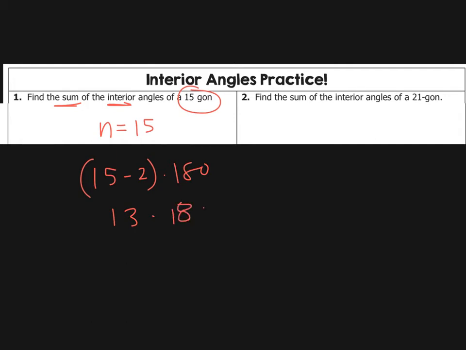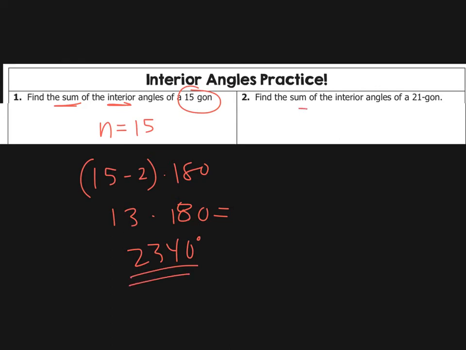First, find the sum of the interior angles of a 15-agon. Well, that means that n equals 15. So first, you need to figure out how many triangles there are inside this thing. So that's going to be 15 minus 2, which is 13. And we're going to multiply that by 180. So that's 13 times 180. 13 times 180 is 2340. So that's our final answer for number 1.